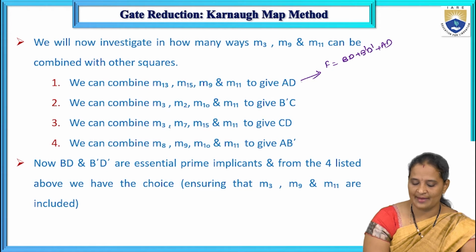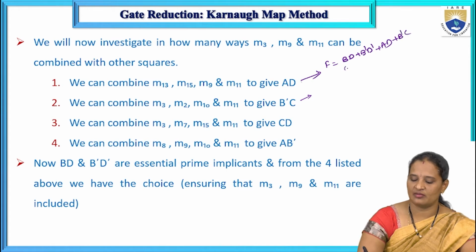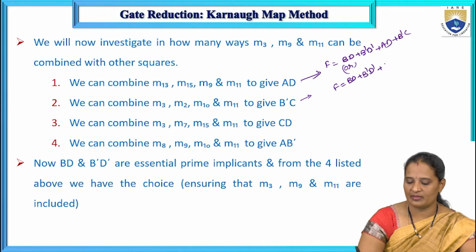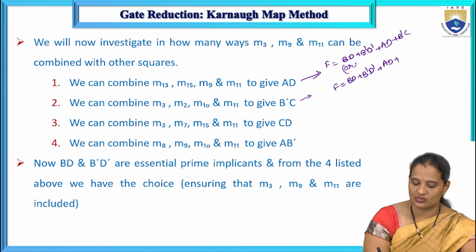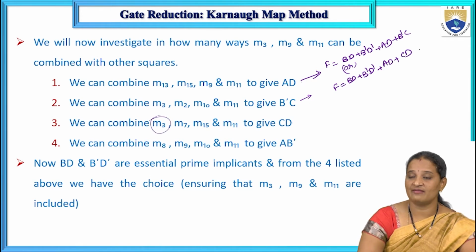So I am using M3 here. So this one, that is B complement C. This is one combination. So one more combination, BD plus B complement D complement. So I am taking AD as it is. But I can also use this one where M3 is covered. So that is why I can also have CD. Or else I can have this BD plus B complement D complement.